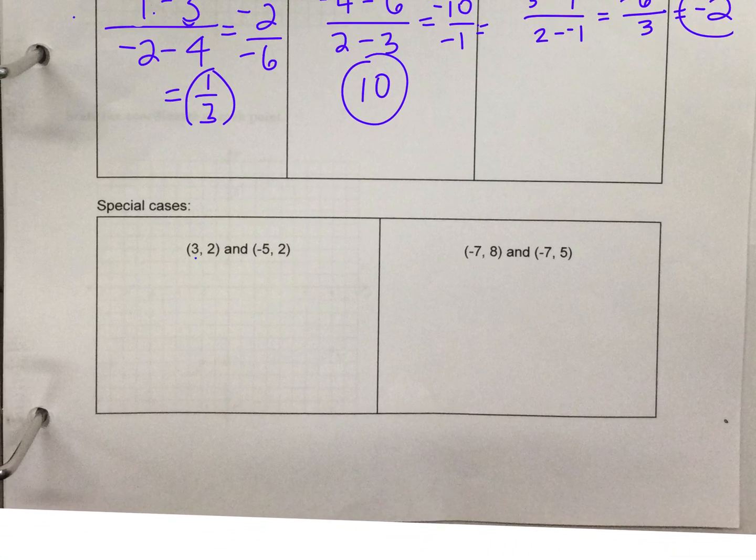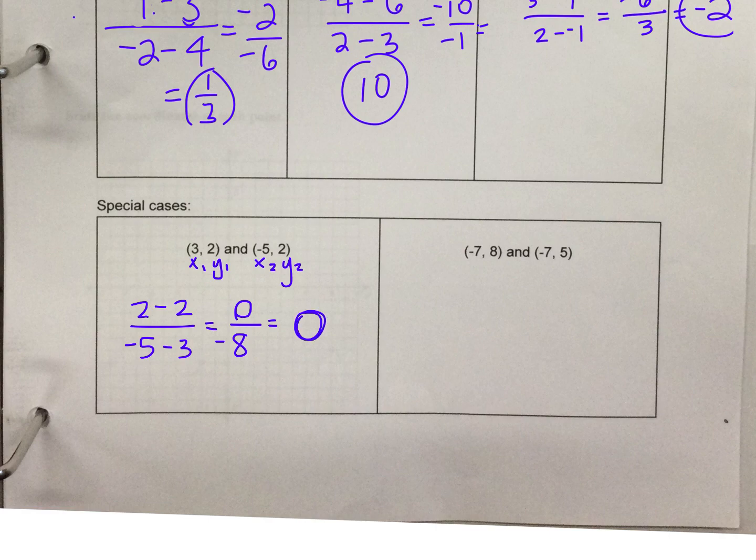Step 1, x1, y1, x2, y2, 2 minus 2 over negative 5 minus 3. That gives us 0 over negative 8. If I have negative 8 pizzas and I give you nothing, how many pizzas do you have? You have 0. So if we were to graph this, this would just be straight across, 0 slope.